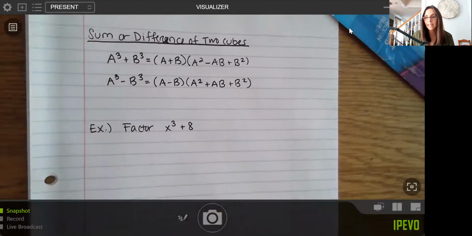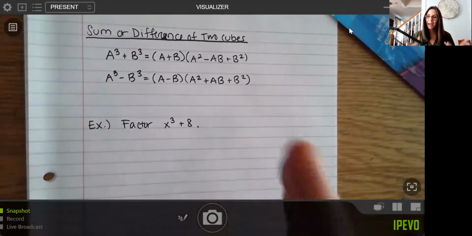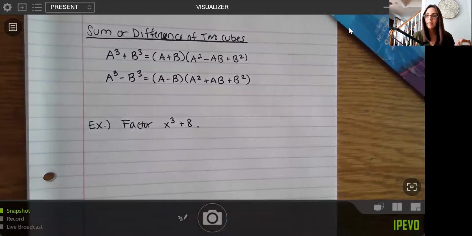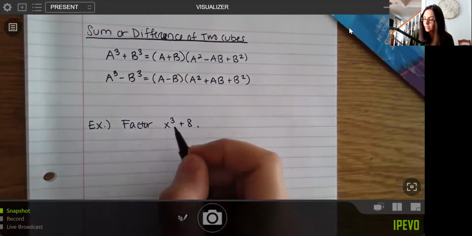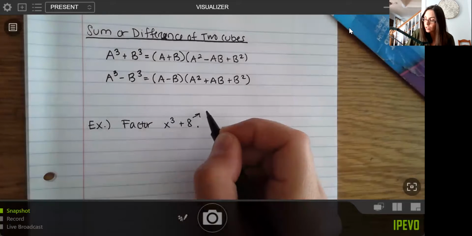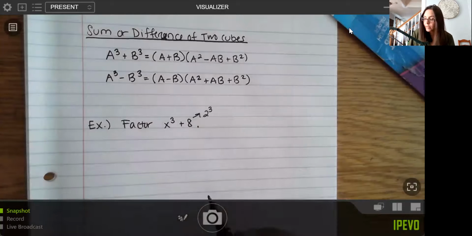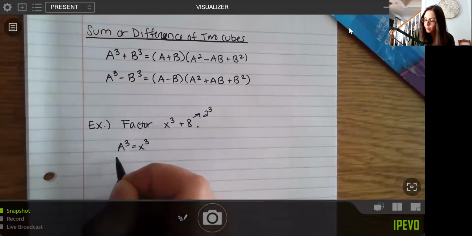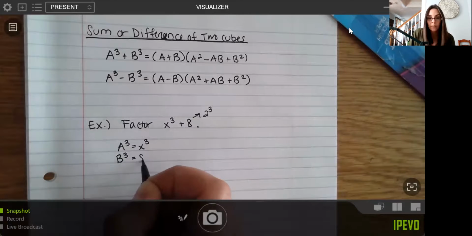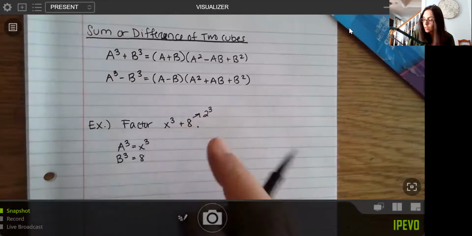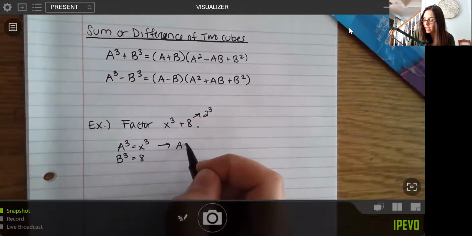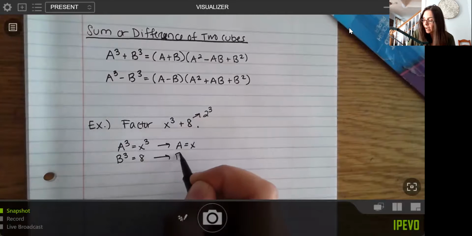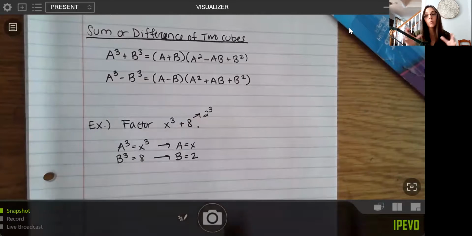Factor x cubed plus 8. So again, when you see binomials, try to think, does this match anything that I know that's special? And this one does. You actually have two cubes here, right? Because this is x cubed, but 8 is actually 2 cubed. So what's happening in the formula here is that your a cubed is the same thing as x cubed, and your b cubed here is the 8, right? So that's your a cubed and that's your b cubed. So what this means is that your a is just the x, and your b value is just the 2. It's the cube root of them, right? That base value that's being multiplied.